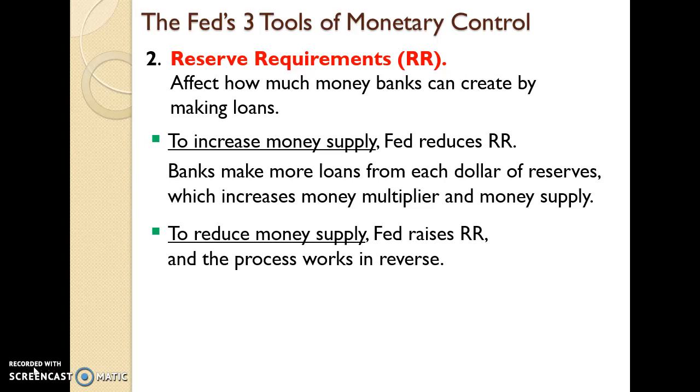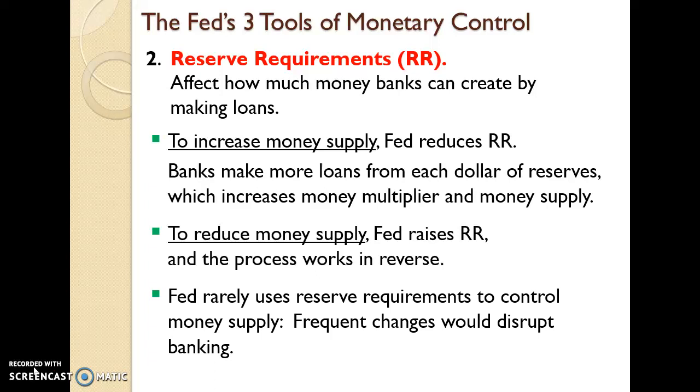To reduce the money supply, the Federal Reserve would raise the reserve requirement, and the process works in reverse. So if they used to have 10% in their vaults at all times, if we raise that to 15%, that's 5% less that banks can loan out to consumers.